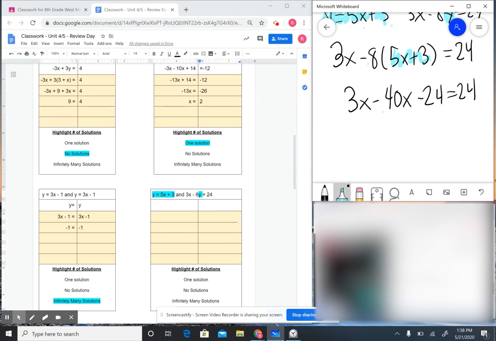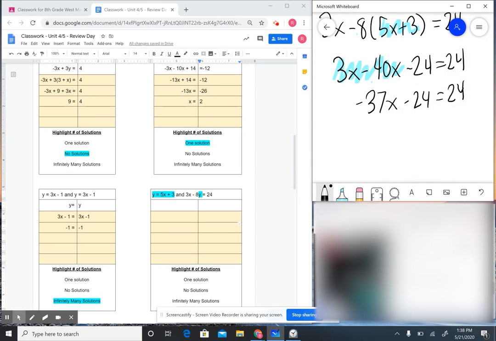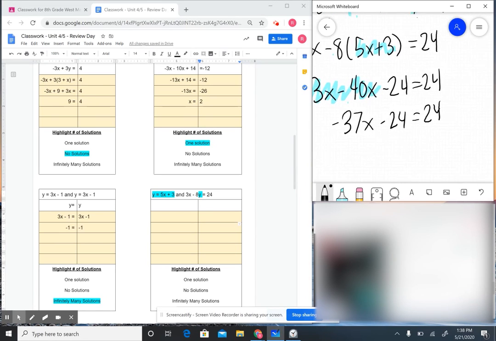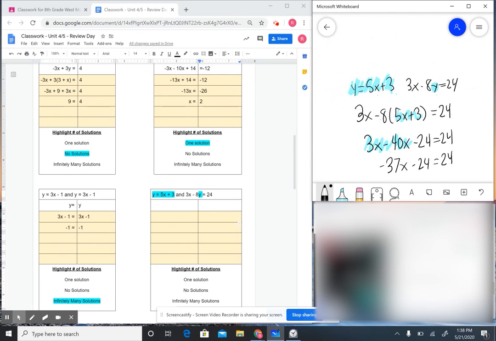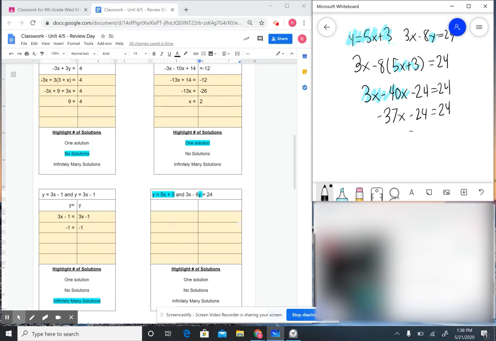Combine like terms now. These are both the same. They both have x's, so you subtract them. Since this is a positive and negative number, subtract them. So negative 37x minus 24 is equal to 24. Okay, you're almost done. You want to get the x by itself. So now we're going to add 24 to both sides. Cancel that out. Negative 37x equals 48. And the last step is just to divide by negative 37.